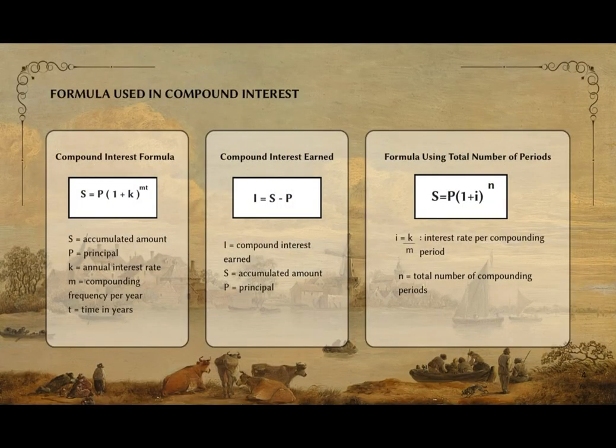The formula on the left is the compound interest formula, S equals P(1 plus K/M) to the power of MT. The formula in the middle is compound interest earned, I equals S minus P. And on the right is the formula using the total number of periods, S equals P(1 plus I) to the power of N.